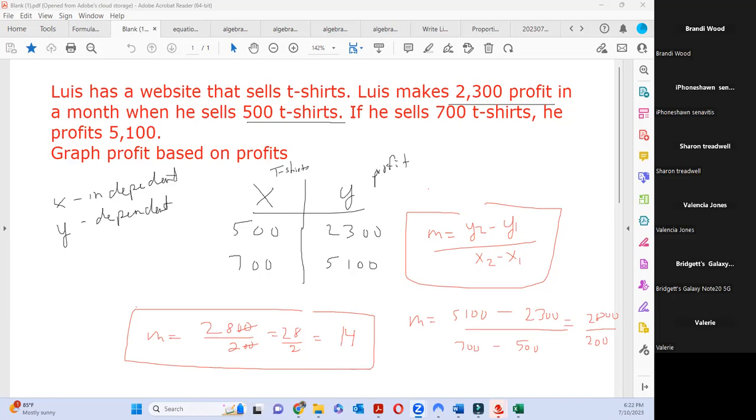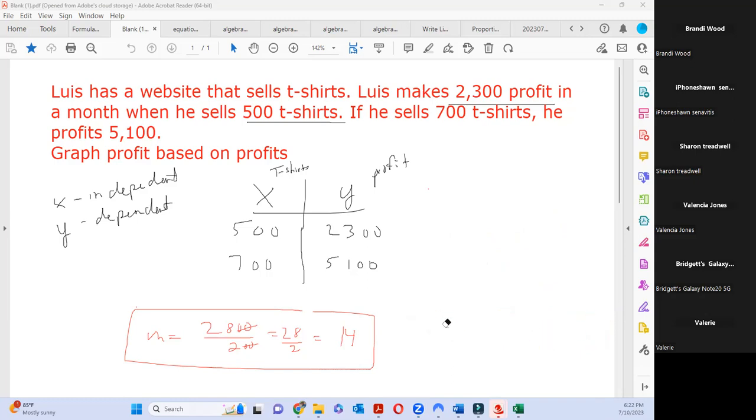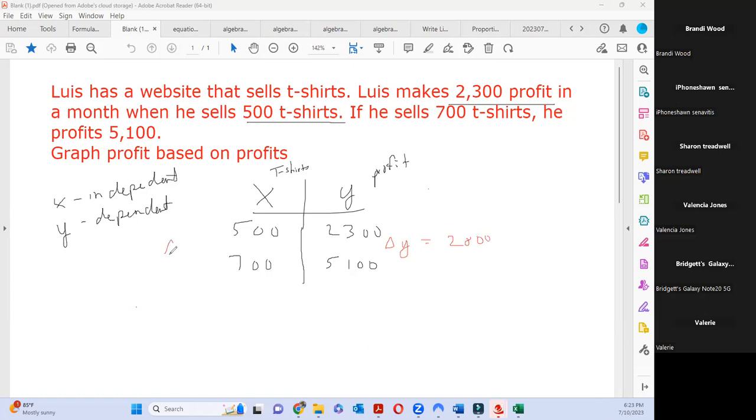Now, another way you could have done it, instead of using this formula, you could also have done this. The change in Y: to go from 2,300 to 5,100 is 2,800. The change in X: to go from 500 up to 700 is a plus 200. The slope is the change in Y over the change in X, which is 2,800 over 200, which is, again, 14.